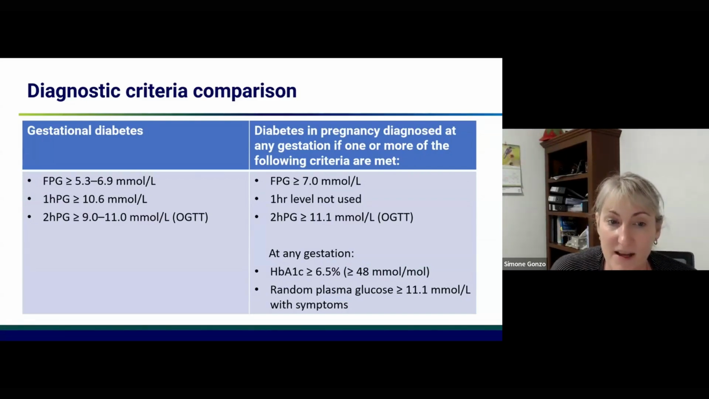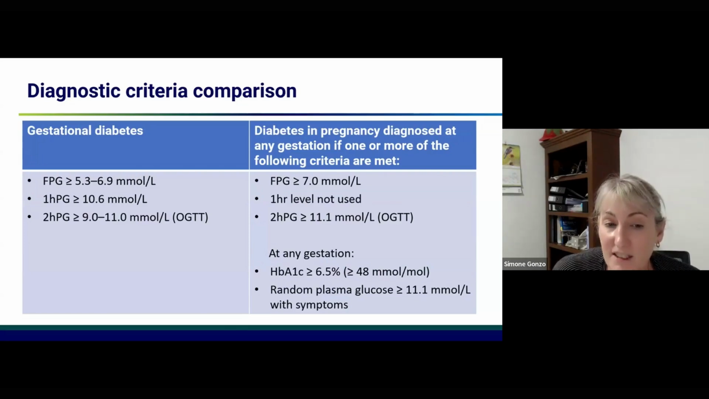Now, on the right-hand side of that table, you can see that with our glucose tolerance test, those numbers are slightly higher than on the left on the gestational diabetes. We don't use the 1 hour level with the glucose tolerance test for diagnosing diabetes in pregnancy. We use the initial one and the 2 hour one.